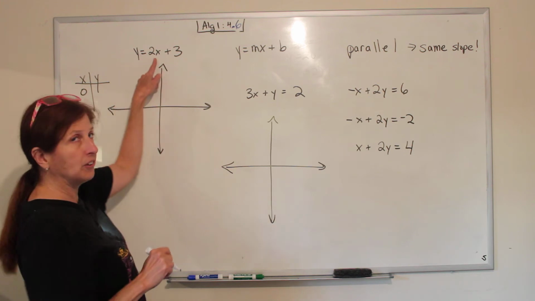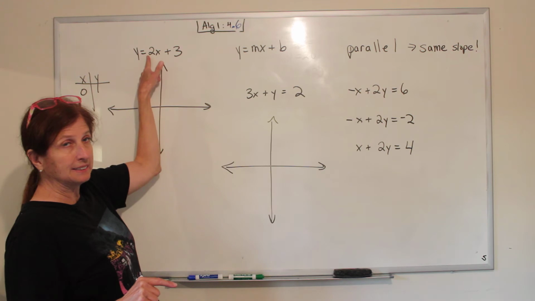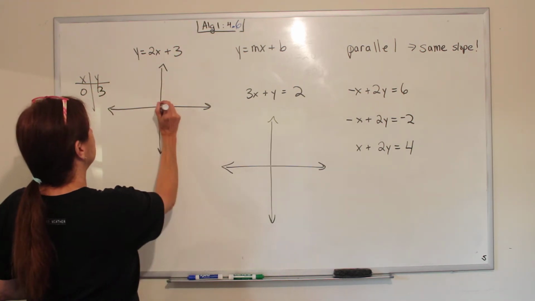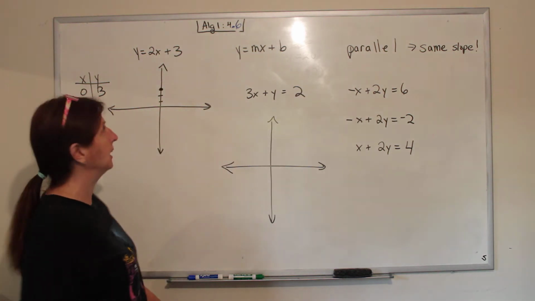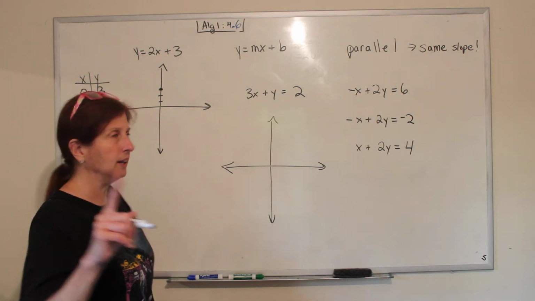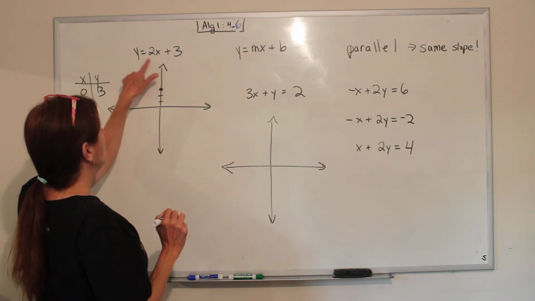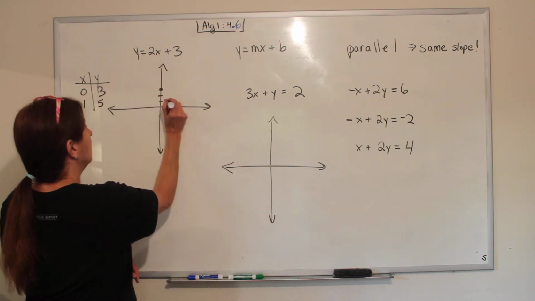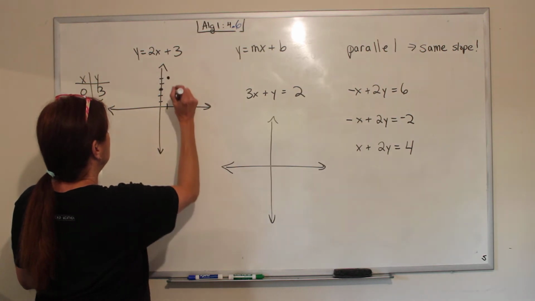So we're going to put 0 in for x in our minds. 0 times 2 is 0. 0 plus 3 is 3. So our first point is if x is 0, y is 3, and we put a dot. And do you remember what the second easiest one to use is? 1. Because once again, we're lazy. 1 times 2 is 2. 2 plus 3 is 5. So if x is 1, y is 5.